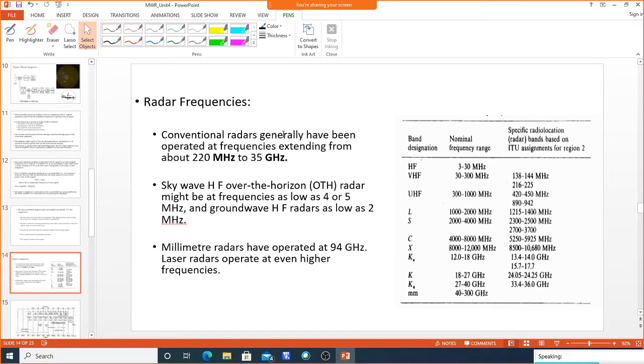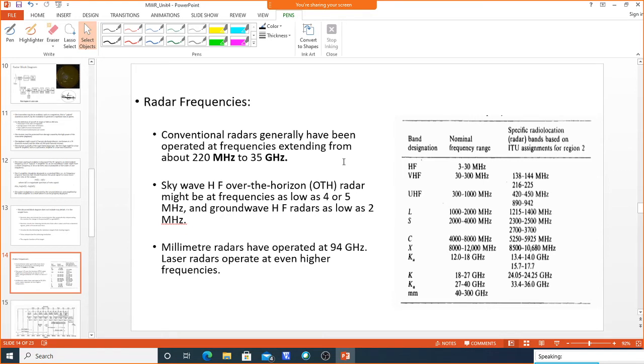Now, conventional radars have generally been operated between 220 megahertz and 35 gigahertz, and the maximum frequency range they have designed is up to 94 gigahertz. These are called millimeter wave radars, which operate at the higher frequencies. The millimeter wave radar is operated at 94 gigahertz. These are the different band designations: high frequency, very high frequency, and UHF, which are the frequency ranges, and L band, S band, C band, X band radar, like that. So different band designations are used.